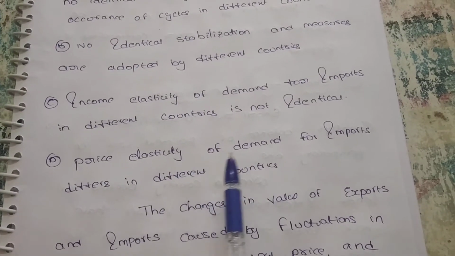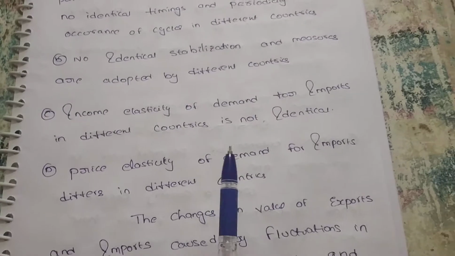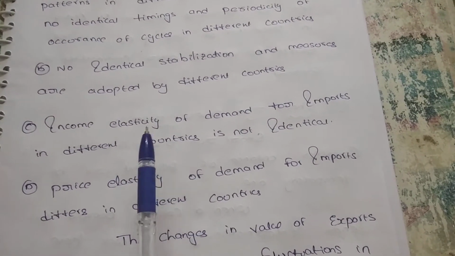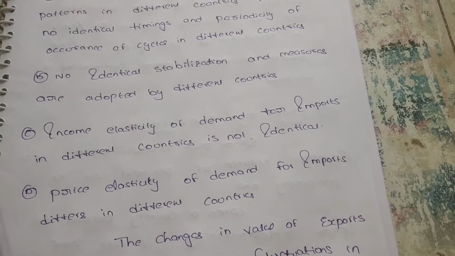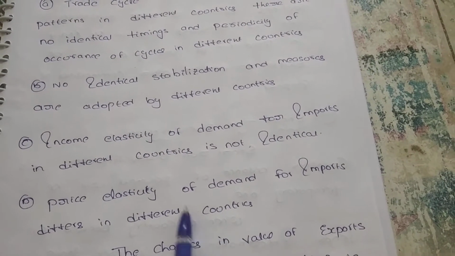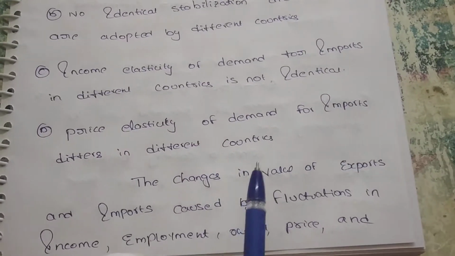Next, price elasticity of demand for imports differs in different countries. For example, our country is importing oil at 50 rupees per liter, while the other country is importing it for 55. There is a price elasticity change from one country to another country. This is also one of the reasons for cyclical disequilibrium.